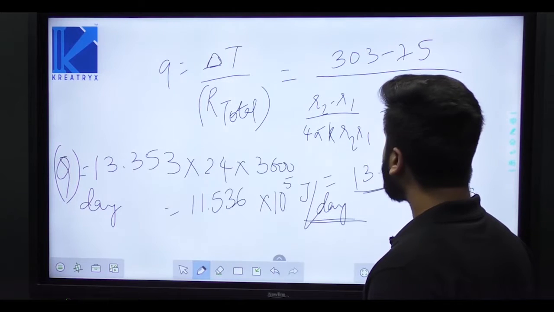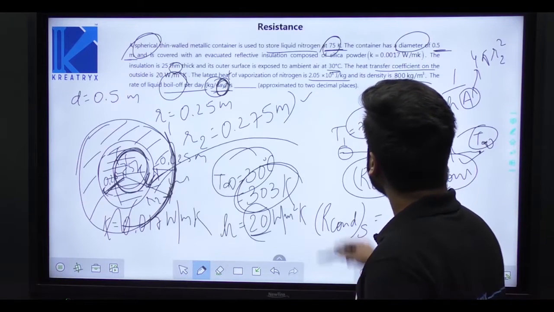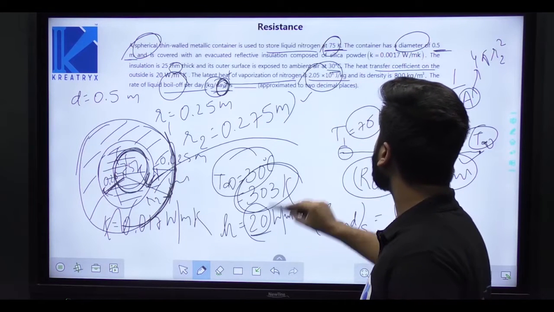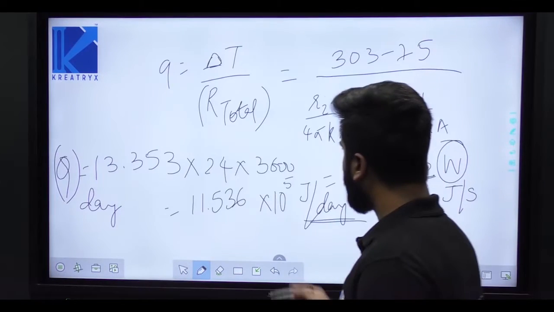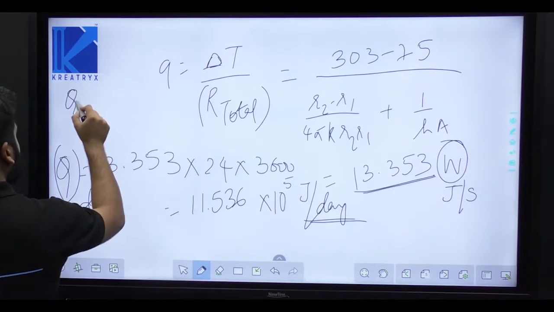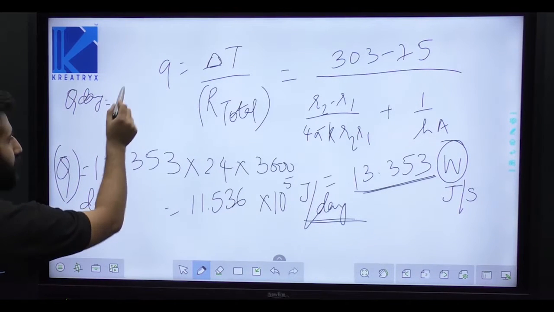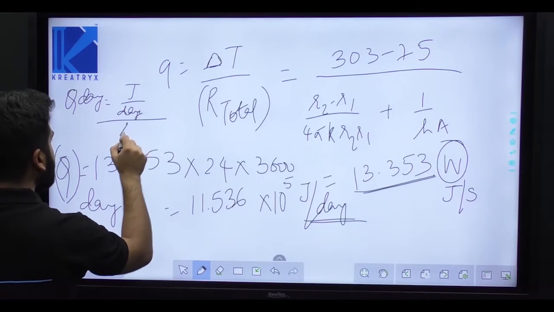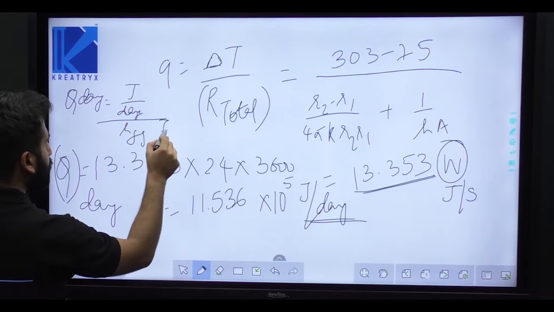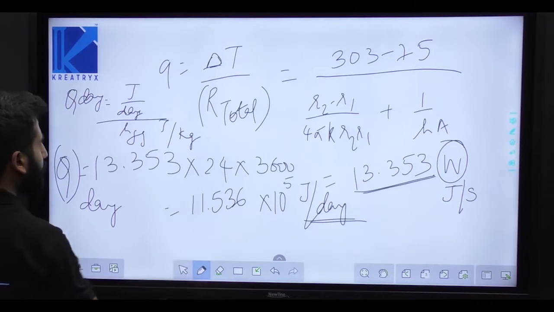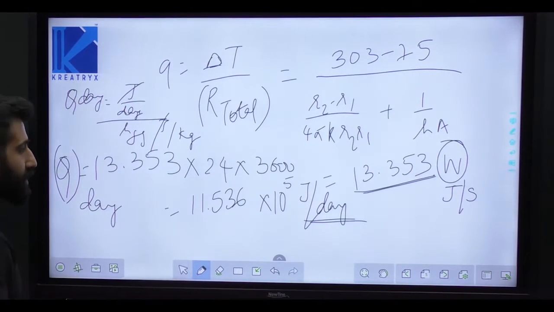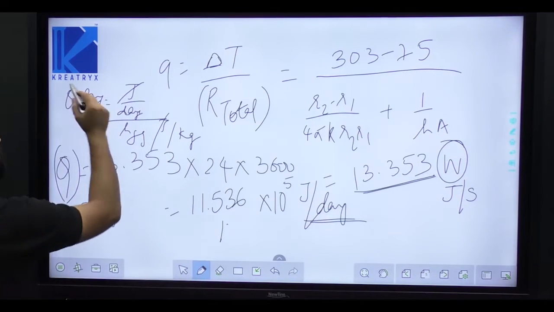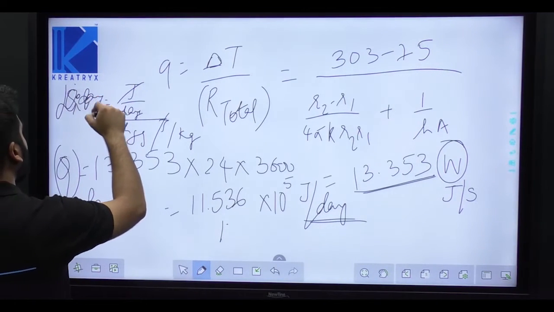Now it's a game of units. The latent heat of vaporization of nitrogen is 2.05 into 10 to the power 5 joule per kg, and you have Q day in joule per day. So Q day in joule per day divided by latent heat h_fg, which is in joule per kg. Joule and joule will get cancelled out, and you will get the liquid boil off.